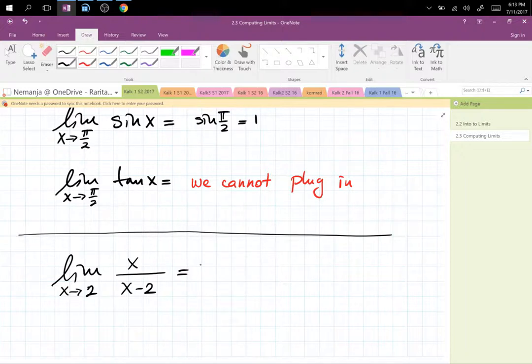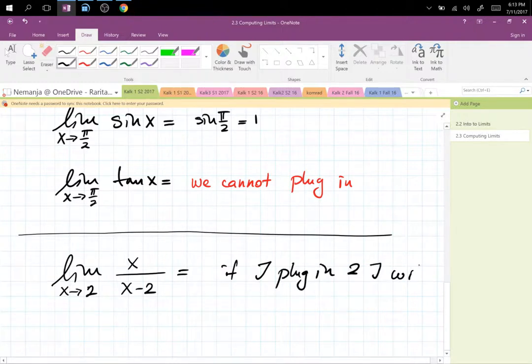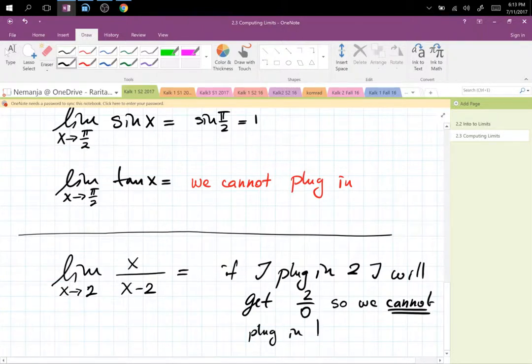But you have to develop that sense through working out 5,000 exercises. So if I plug in 2, I will get 2 over 0. So we cannot plug in to solve the limit.